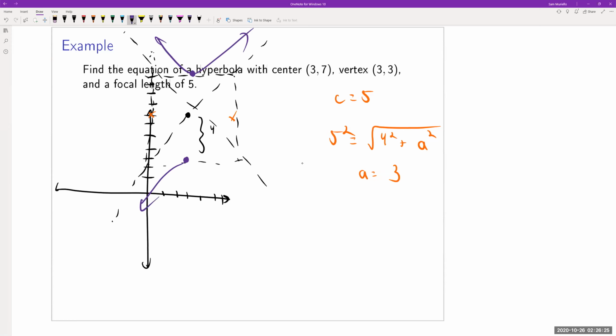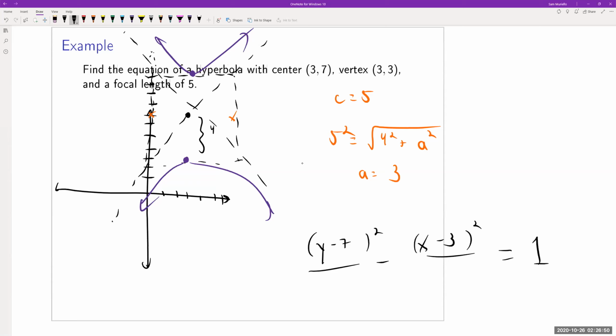This one's less wide than the other one, more of a standard length, because the 4 and the 3 are closer together than the numbers we had last time. In any case, we'll want to go ahead and create the equation. Because it's vertical, we're going to do y first and then subtract x. We'll do y minus 7 and x minus 3, each squared, all equal to 1. And for our denominators, vertically, our distance was 4. Horizontally, our distance was 3.